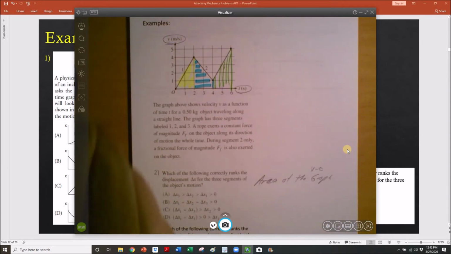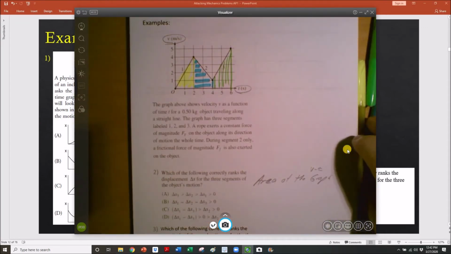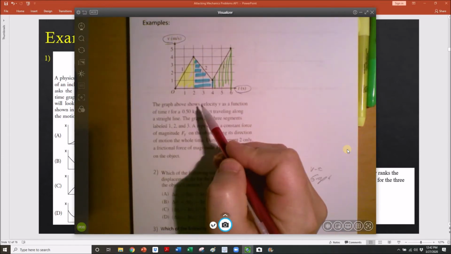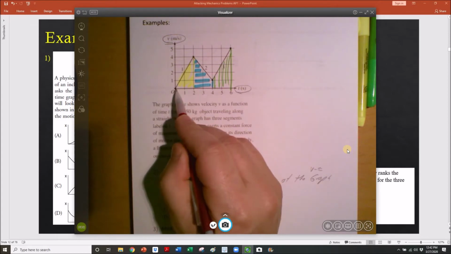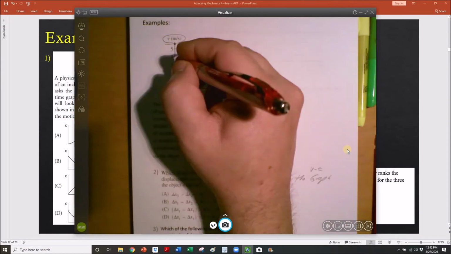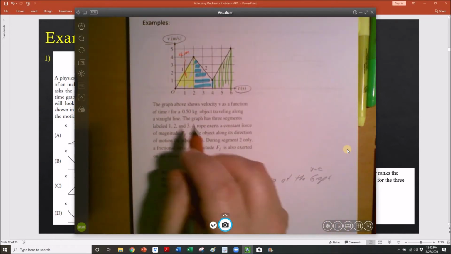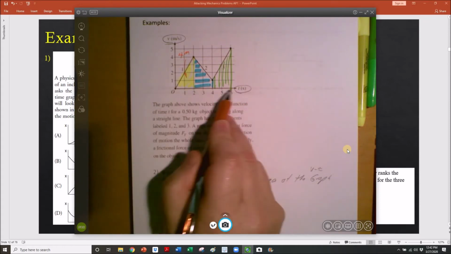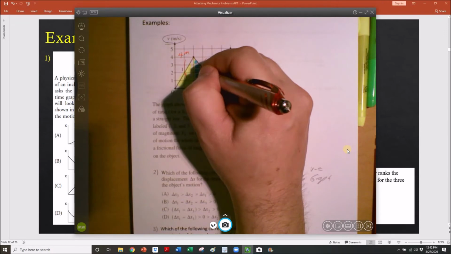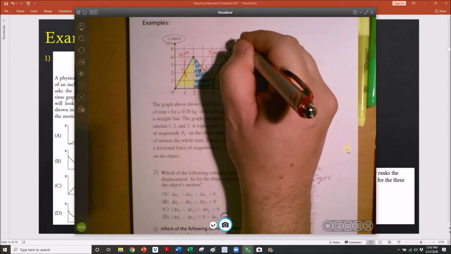All right, and if we go through and find this area, there are several ways you can do this. The easiest way might be just to count up the blocks, or you can visually see the difference. But if you find the area by doing geometry, 1/2 base times height, you'll find that the area of this one is 4 meters, because meters per second times time in seconds is going to give you a unit of meters. This one turns out to be 5 meters, and this one here turns out to be 6 meters.